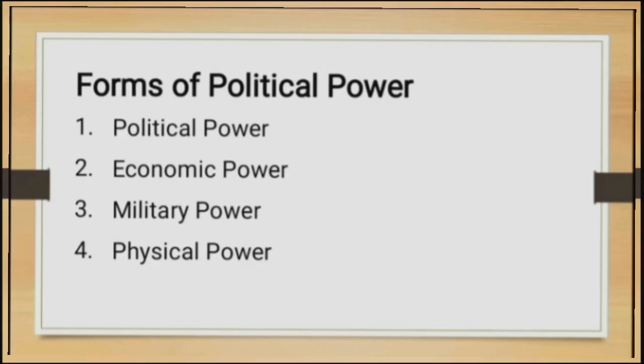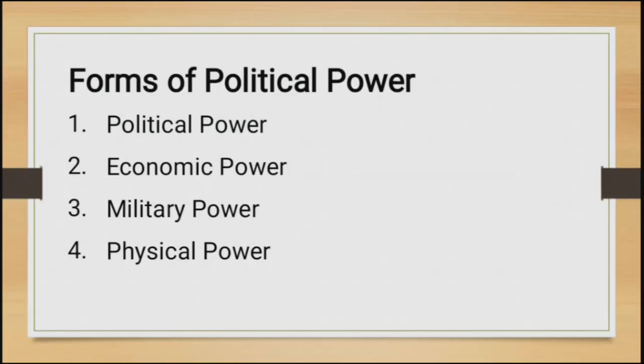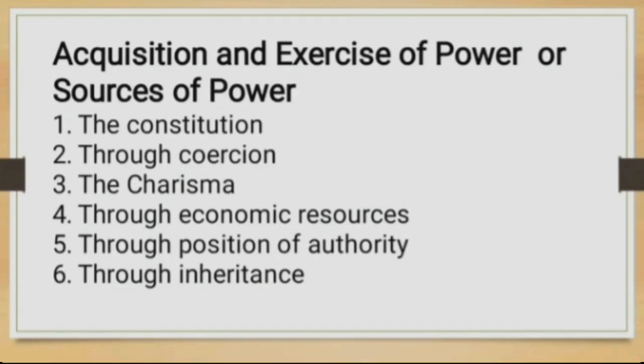Okay, so this is the next slide where we're talking about the forms of power. You could take screenshots. These are the forms of power: political power, economic power, military power, and physical power. Then I went on to the different acquisitions and exercise of power, or sources of power. We have power that is gotten from the Constitution, by coercion, through charisma, through economic resources, through position of authority, and through inheritance.